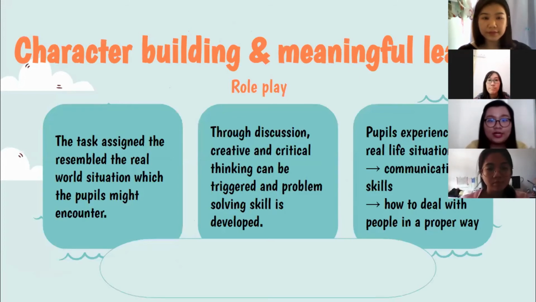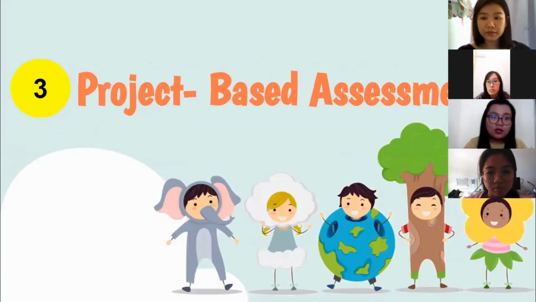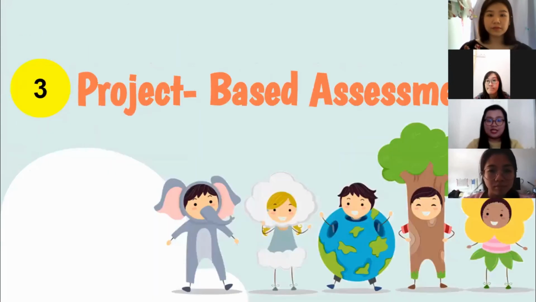So, how does it relate to character building and meaningful learning? The task assigns a real-world situation which the pupils might encounter, for example, booking a hotel. Through the discussion, creative and critical thinking can be triggered, and problem-solving skills are developed. So it helps the pupils communicate with their friends and deal with people in a proper way instead of just being given tasks. So this is the second example of classroom-based assessment. The next one will be explained by Holly.